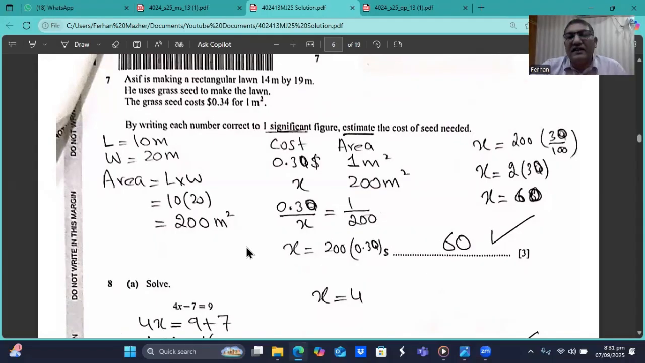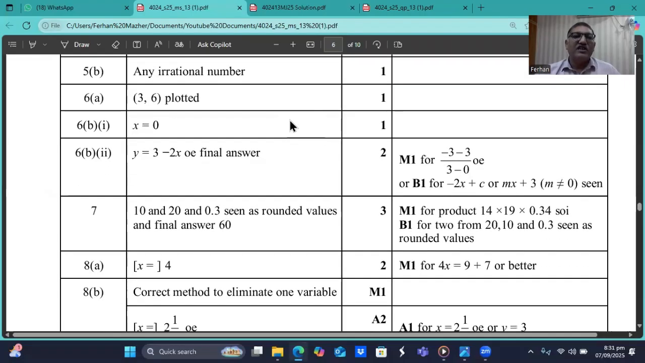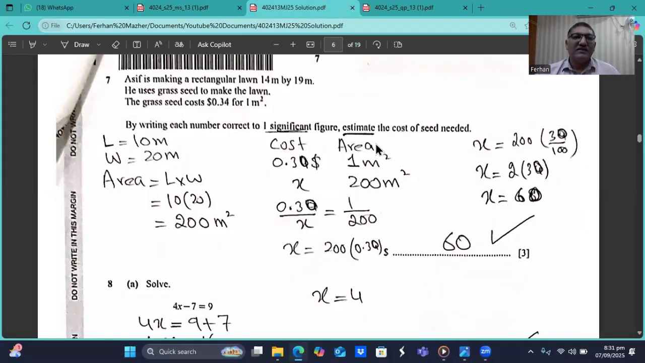And cost and area are directly proportional to each other. This is the method of proportionality. 1 meter square costs you $0.30. So 200 meters square will cost you how much? Suppose that is X dollars. So 0.30 divided by X equals 1 by 200, cross multiply. So X will be equal to 200 multiplied by 0.30. So that is 200 times 30 divided by 100. And so 2 times 30, and that is $60. So it will cost you about $60. So you can see the marking scheme. Question number 7, we are done with it.